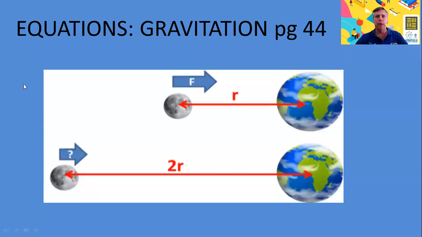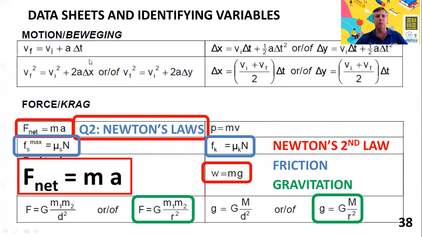So let's have a look at the equations that specifically deal with gravitation. Again, as we said, from your data sheets you can divide up the equations into three groups: Newton's second law, friction, and gravitation. The ones at the bottom highlighted in green deal with gravitation. Of course, we need to add weight equals mg as well to that.